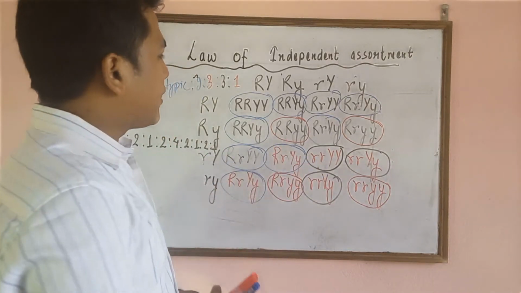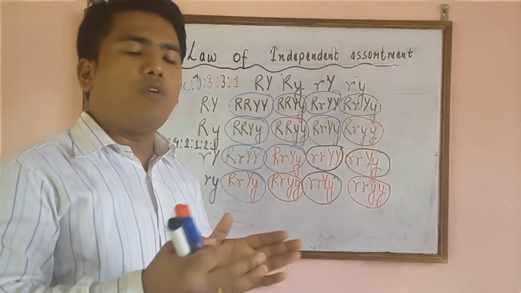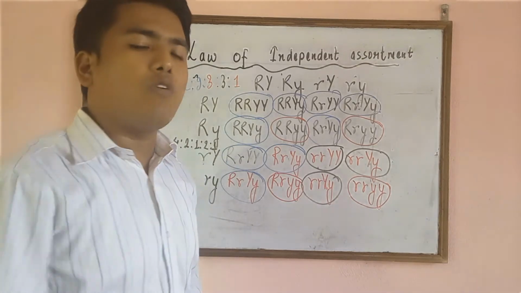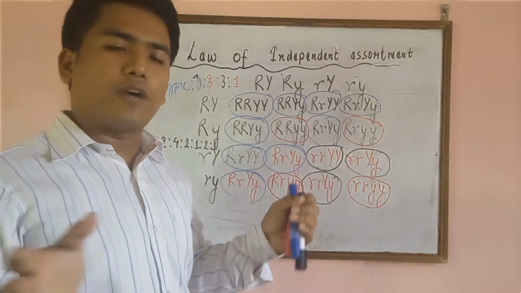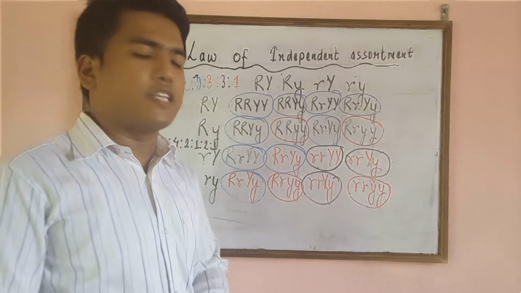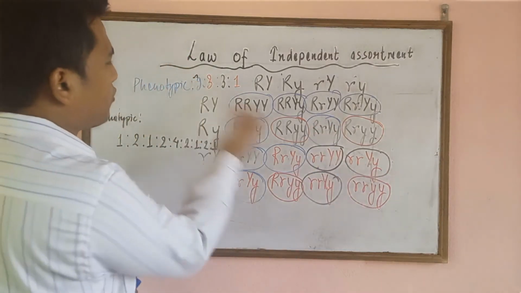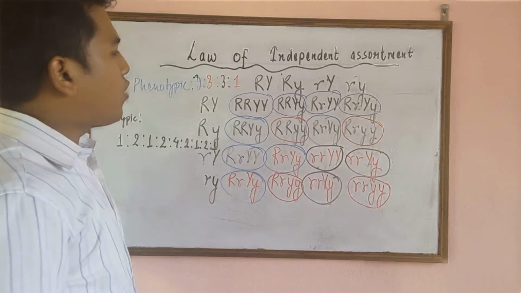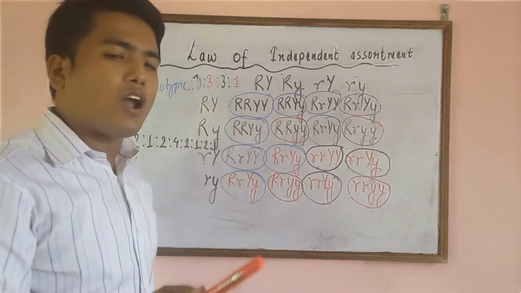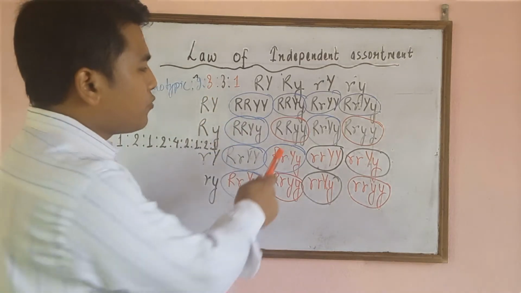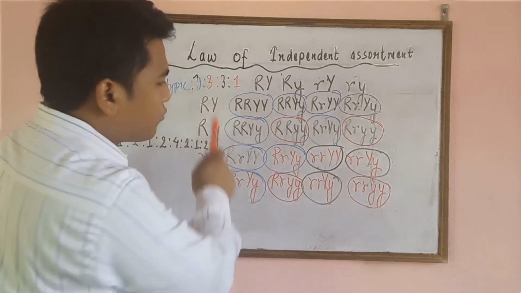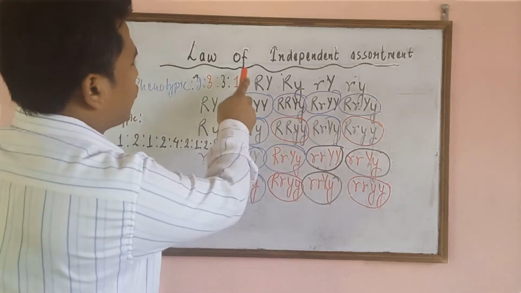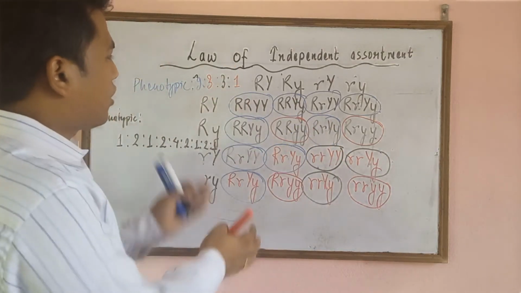From this, what you can conclude is that in the first filial generation, the round and yellow was crossed with the wrinkled and green, and all the seeds were round and yellow. But after the self-pollination of the product of the first filial generation, a similar pattern was obtained. Phenotypic means what we can see; genotypic means the gene combination. In the phenotypic ratio, 9 were round and yellow, 3 were round and green, 3 were wrinkled and yellow, and 1 was wrinkled and green. That was the product obtained here.